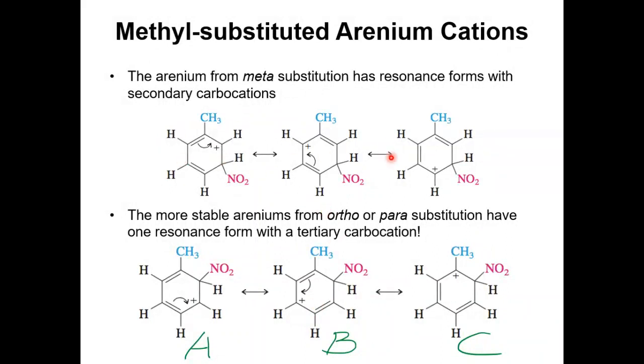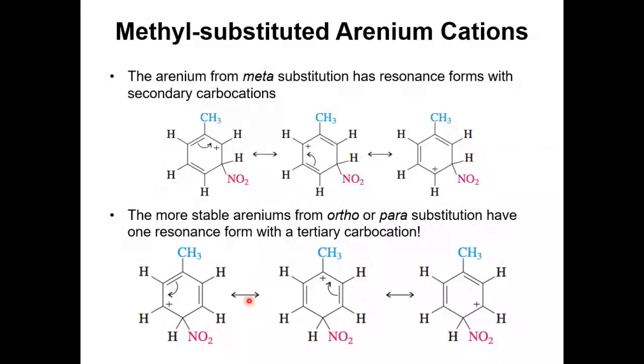And if you look at the meta sigma complex, you can see all three resonance forms are secondary allylic. All of the meta sigma complex resonance forms are secondary and allylic. So the meta sigma complex does not receive such a stabilization. The same argument applies to the para sigma complex. You do have one resonance form that is tertiary and allylic. So that makes this resonance form a bit more stable than the other two. Because of the existence of this form, the para nitration sigma complex is more stable than the meta.